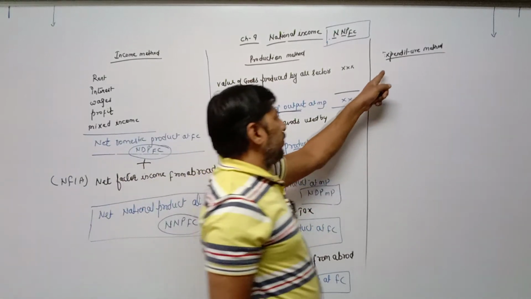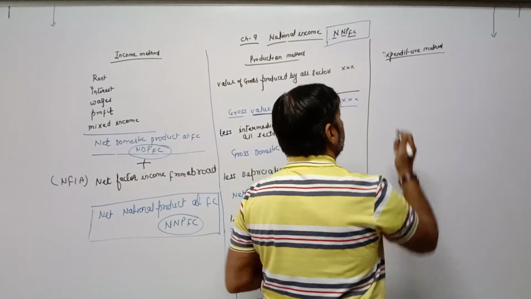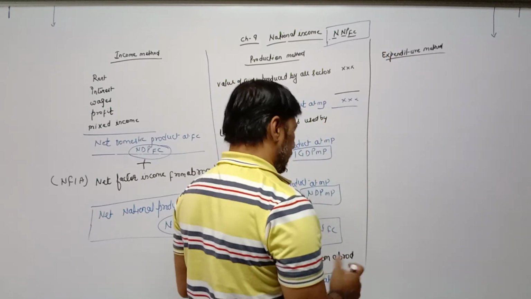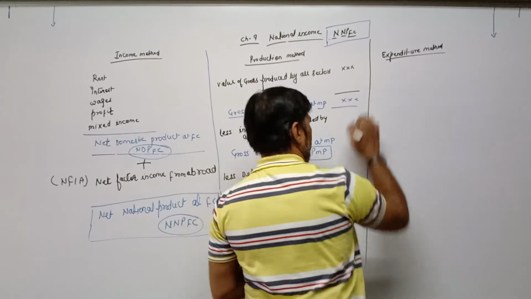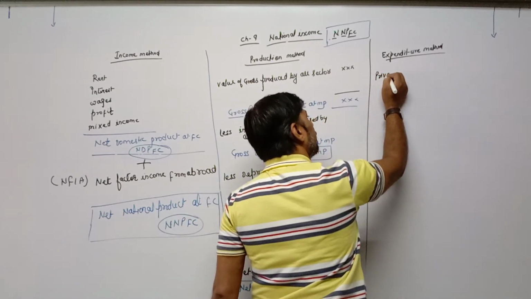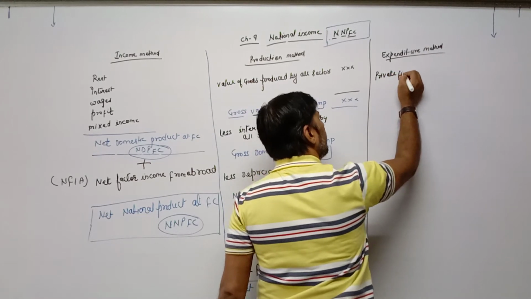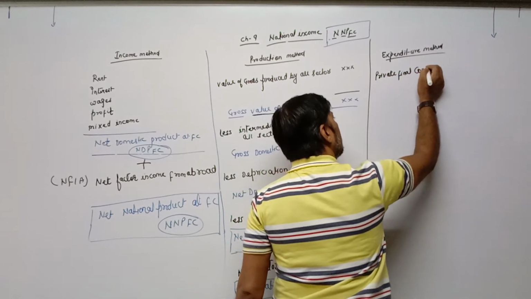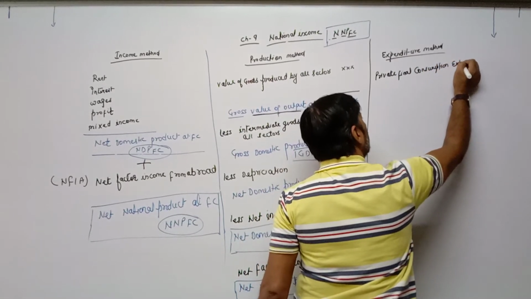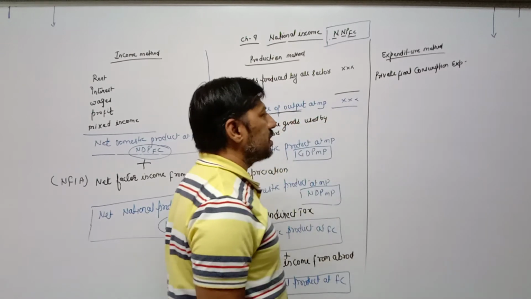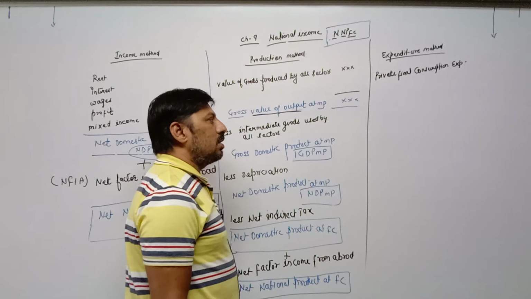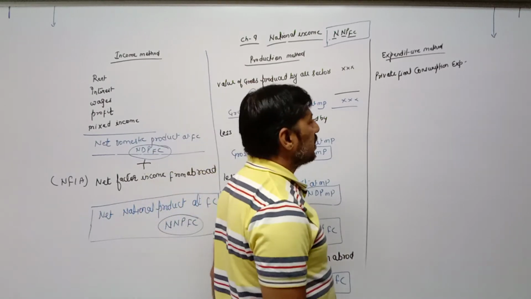Now third method, that is the expenditure method. In case of the expenditure method, first of all we need to take private final consumption expenditure. Private final consumption expenditure means the amount spent by households, families on purchasing various types of goods and services.